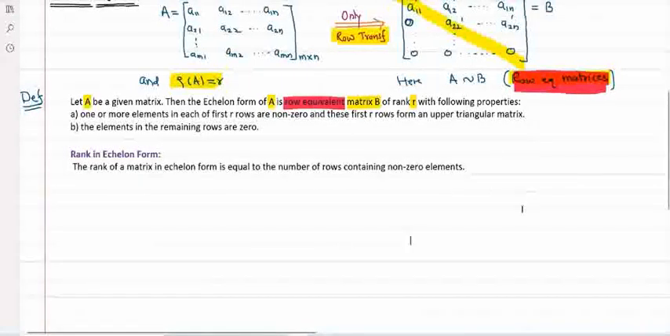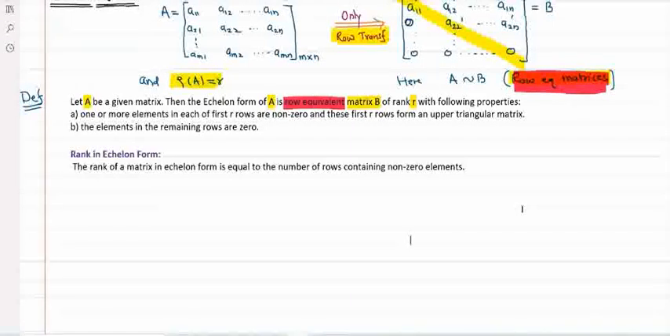You can read this. The rank of a matrix in the echelon form is equal to the number of rows containing a non-zero element, or in other words, you can say the number of non-zero rows in the echelon form is nothing but the rank of a matrix. So for example, I will write one particular matrix, and you have to identify whether this is an echelon form or not.